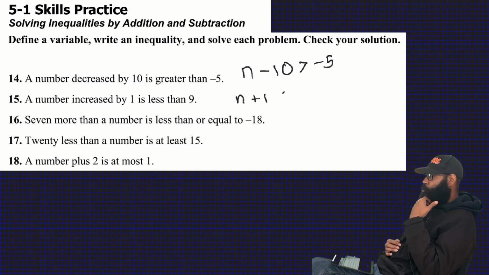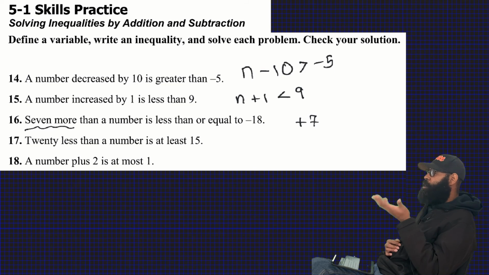Did I define the variable? Yes. n has to be the variable. Did I write an inequality? Yes. Did I solve it? No. Did I check the solution? No. But I am getting it done.